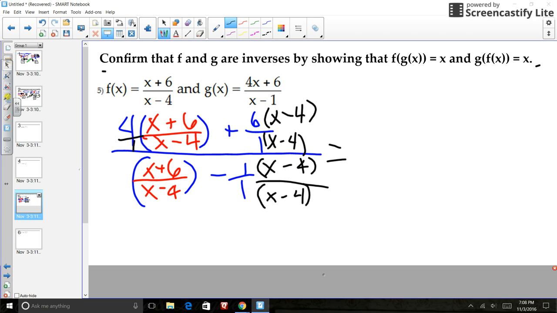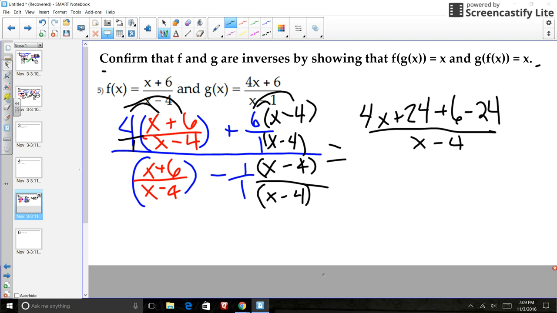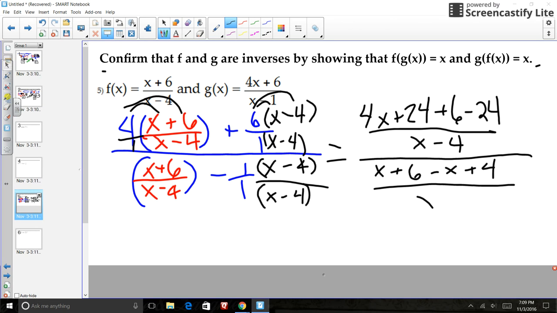So let's see. On the top, 4x plus 24 and plus 6x minus 24. Do you notice how that happens a whole lot, that the plus and minus undo each other on the top? Plus 6x minus 24 all over x minus 4. On the bottom, I get x plus 6. Be careful of that, minus x plus 4. Look, the x's are going to go away. It's going to be awesome.